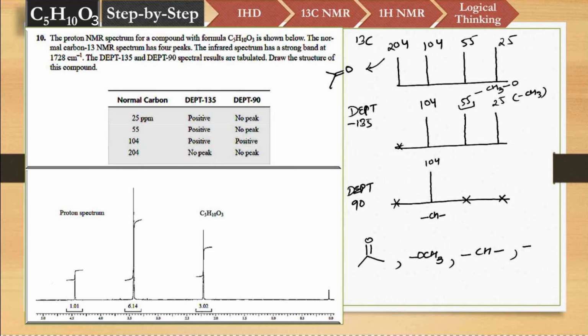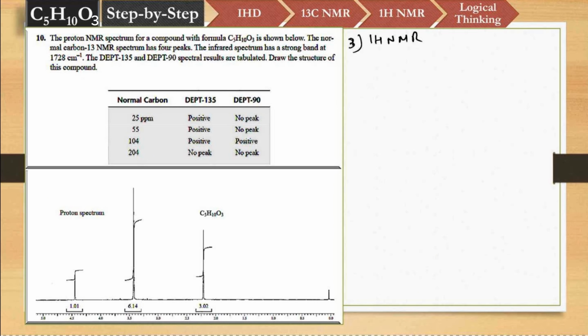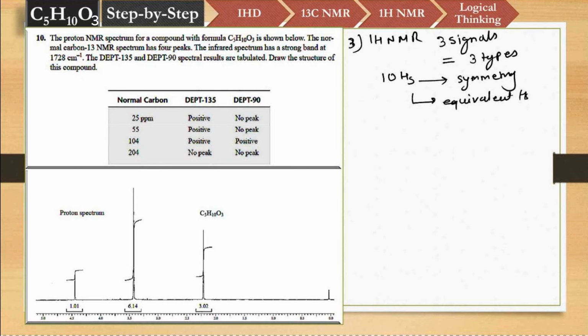Now let's look at the 1H NMR. In 1H NMR there are 3 signals, so it means the compound has 3 types of hydrogen, but the molecular formula has 10 hydrogens. So it means the molecule can have symmetry, or there could be equivalent hydrogens. But you have already seen that in the carbon NMR there are 4 carbon signals, right? 4 carbon signals, and the molecular formula has 5. So the possibility of symmetry you can rule out. It can have equivalent hydrogens.